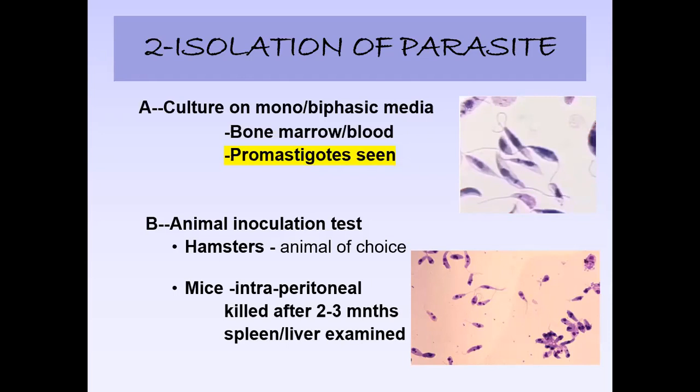Then third is the animal inoculation test, and the animals which we use for this purpose are the hamsters or the mice. Intraperitoneally, the specimen is injected, and 2 to 3 months later, the animal is killed, and then the liver and the spleen are removed and examined for the presence of the amastigote forms. Because in the tissues, it is the amastigote, not the promastigote form, which is going to be seen.